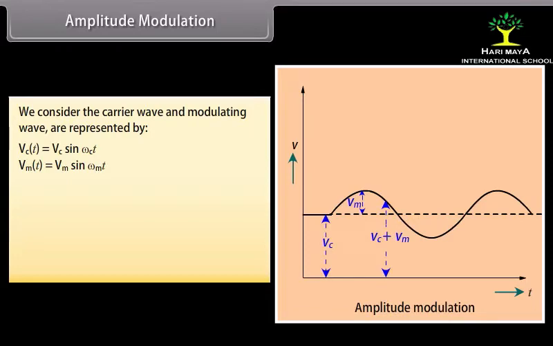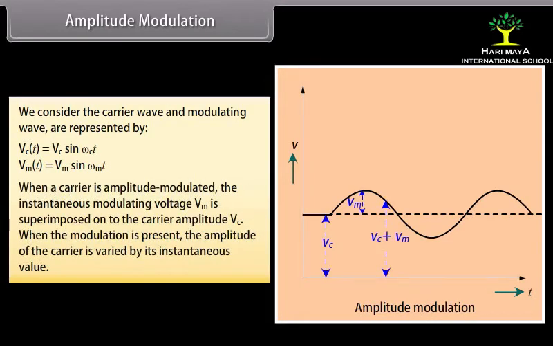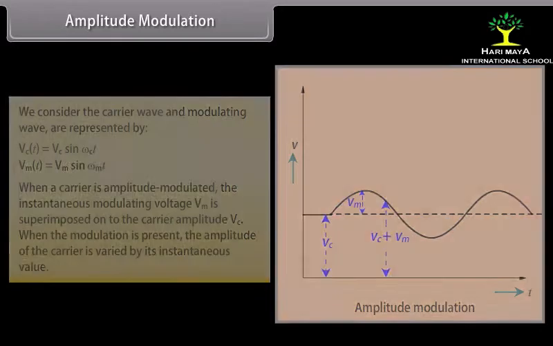Vm(t) is equal to Vm sin ωm t. When a carrier is amplitude modulated, the instantaneous modulating voltage Vm is superimposed onto the carrier amplitude Vc. When the modulation is present, the amplitude of the carrier is varied by its instantaneous value.